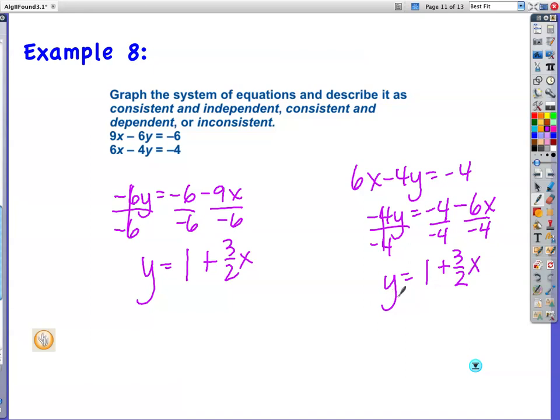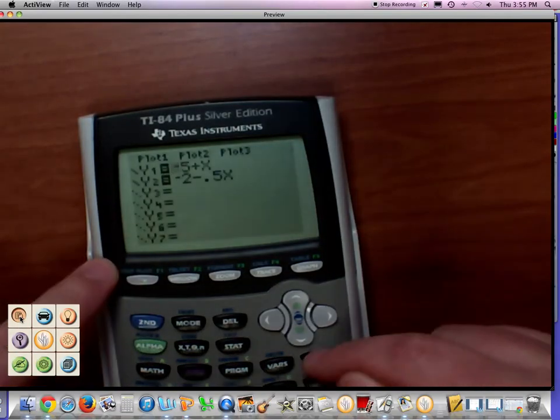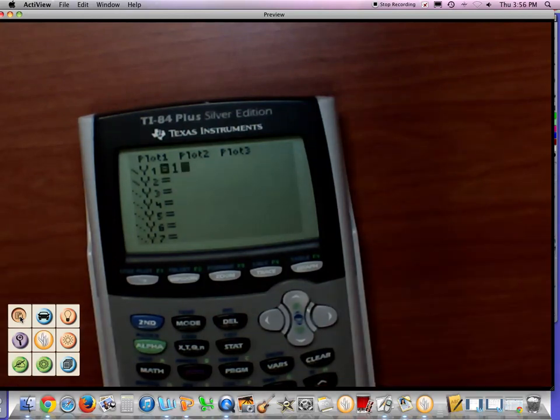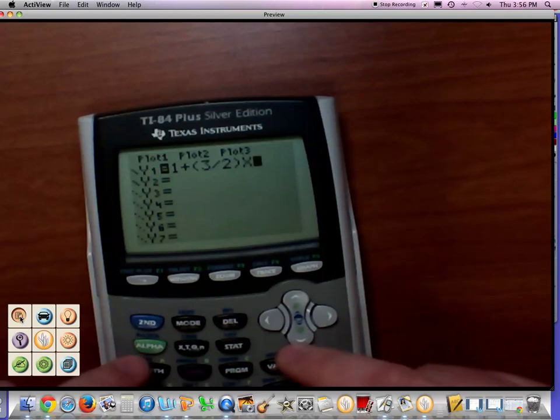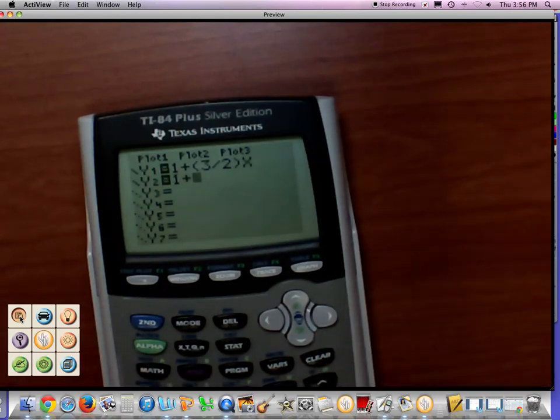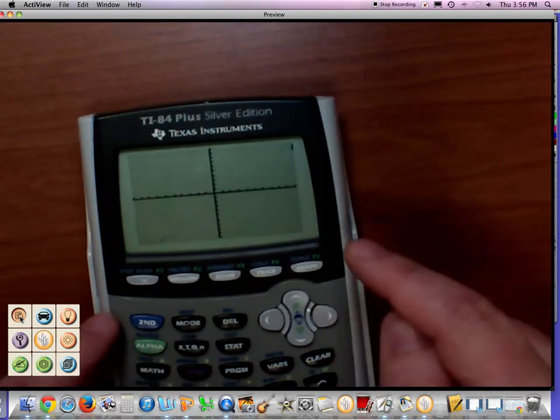Holy cow! Look at that, you guys. 1 plus 3/2 x, 1 plus 3/2 x. I bet you're not nearly as excited about that as I appear to be at that particular moment. But I don't even know if I have to show you the graph of this. 1 plus 3/2 x. And the other one is 1 plus 3/2 x. What do you think is going to happen? Oh, I bet you didn't know.